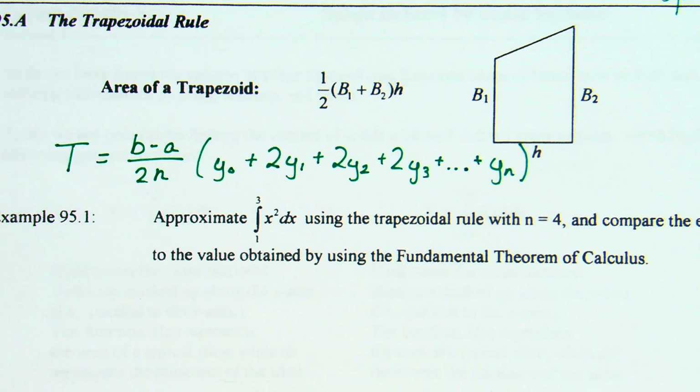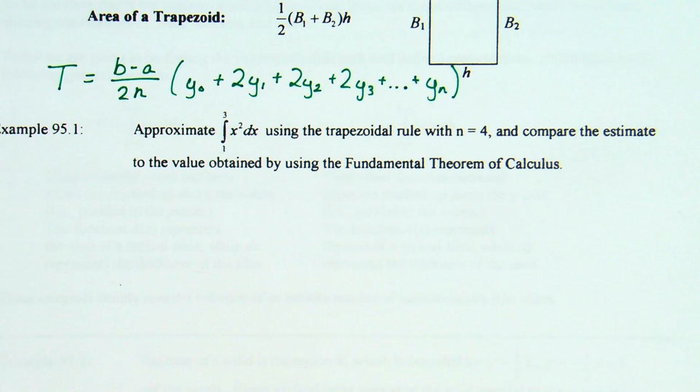So let's look at example 1. Approximate the integral from 1 to 3 of x squared dx using the trapezoidal rule with n equals 4, and compare the estimate to the value obtained by using the fundamental theorem of calculus. So the fundamental theorem of calculus, whether you realize it or not, would be evaluating that integral the way you already know. Just exactly what you're doing. But we're going to look at using the trapezoidal rule.